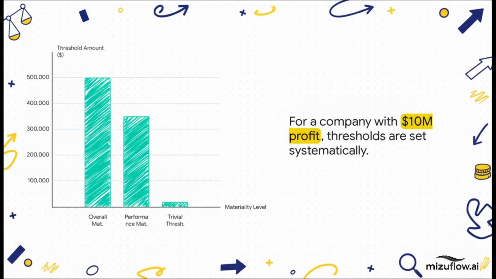An auditor might set overall materiality at 5%, so that's $500,000. Then their buffer, the performance materiality, might be 70% of that, $350,000. And the trivial threshold, the floor, maybe 5% of that buffer, so just over 17 grand. See how that tiered system creates a really disciplined way of sorting what matters from what doesn't?